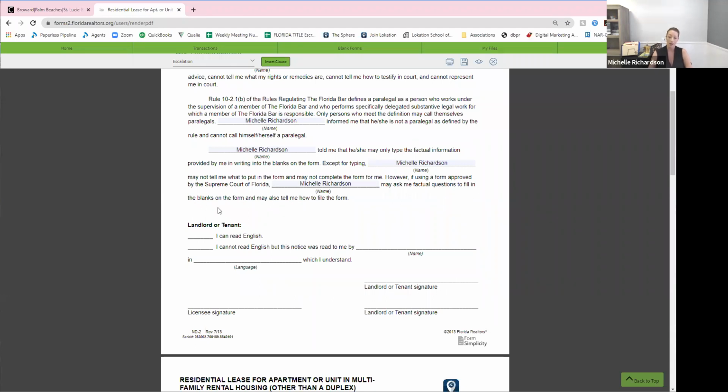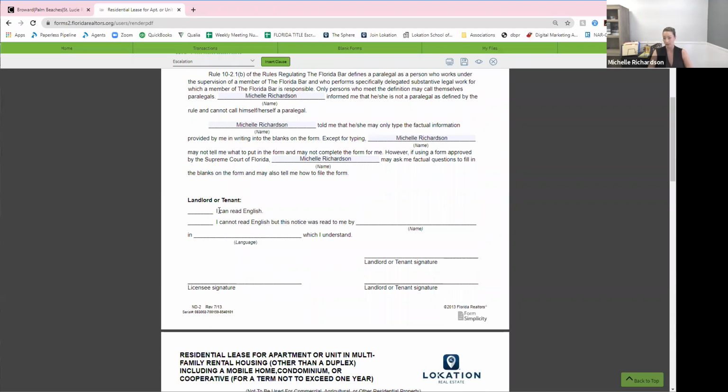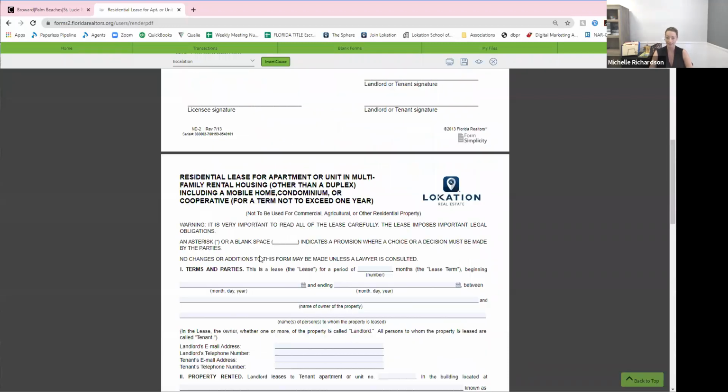If you're using Form Simplicity, Transaction Desk, or so forth, they may have to print this particular page off and actually fill in that information. And then on the bottom left, it's going to say licensee's signature. So you will sign the bottom of the page there. Well, let's get into the lease.